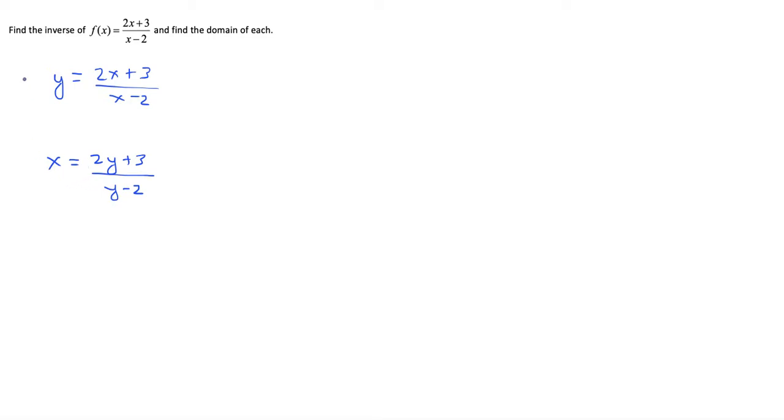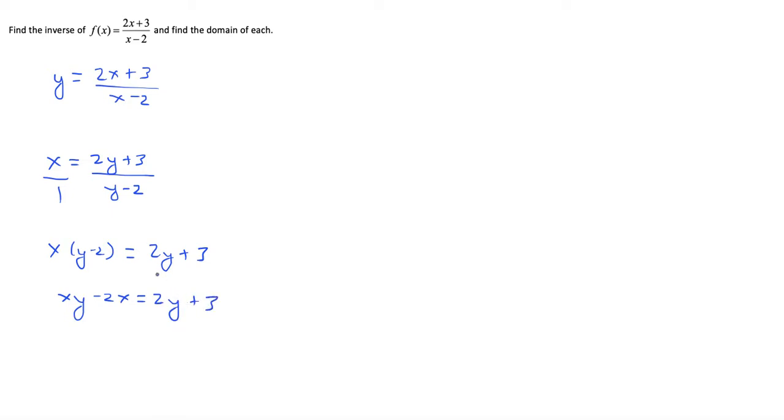The third step is the hardest step. Now we want to get y by itself. We have to isolate y, but the problem here is that there are two y's in the function. So the first thing we'll do is cross multiply, or bring this y minus 2 up to the left. When we cross multiply, we get x times y minus 2 equals 2y plus 3. Let's distribute through the x. We get xy minus 2x equals 2y plus 3.